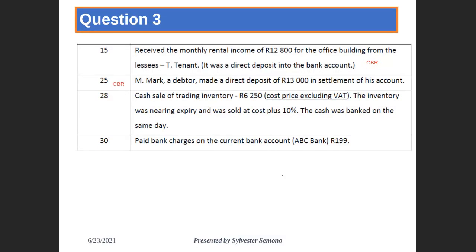Cash sales of inventory. Where do we go? Cash sales of inventory. Where do you think we are going? Which book?